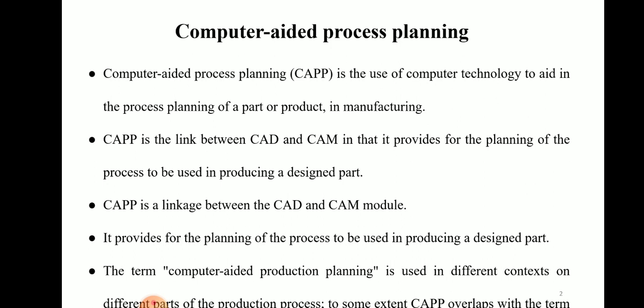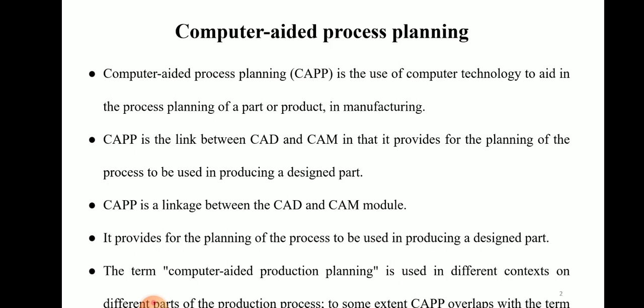Computer aided process planning is the use of computer technology to aid in the process planning of a part or product in manufacturing. CAPP is the link between CAD and CAM in that it provides for the planning of the process to be used in producing a design part. So actually it tries to bridge the CAD and CAM.